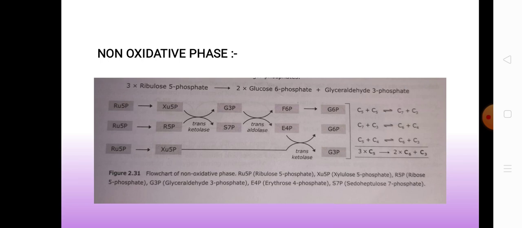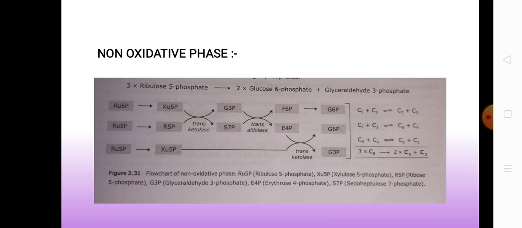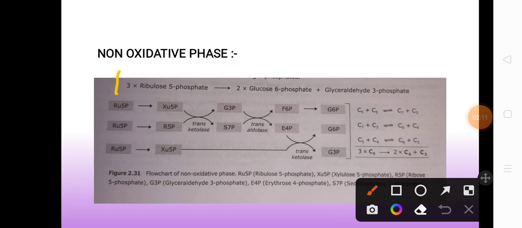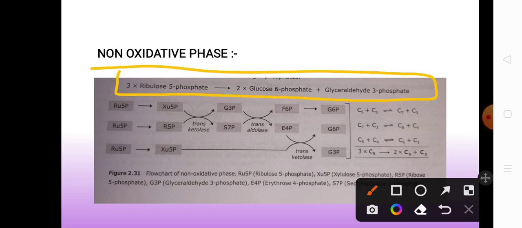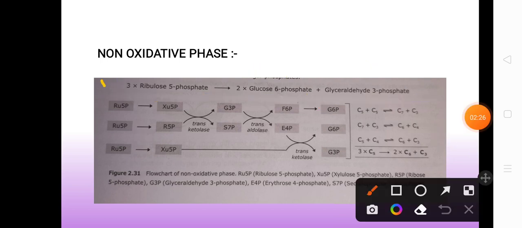I have taken this picture from the CSIR Pathfinder Life Science book, volume 1, so you may also refer to this book. Now let's try to understand the entire thing. First of all, the main reaction of the non-oxidative phase is mentioned here: 3 molecules of ribulose 5-phosphate are converted into 2 molecules of glucose 6-phosphate and 1 molecule of glyceraldehyde 3-phosphate.